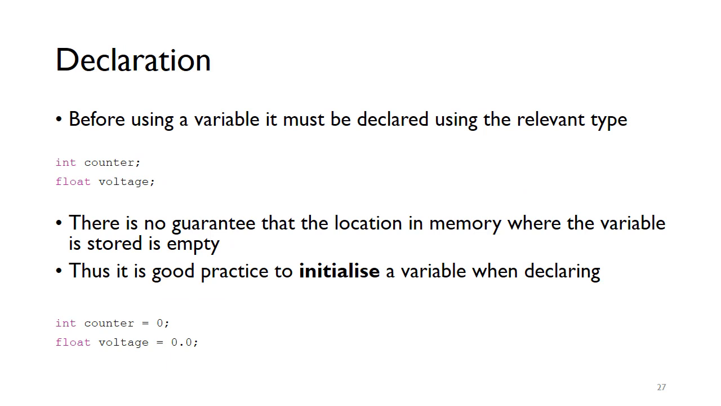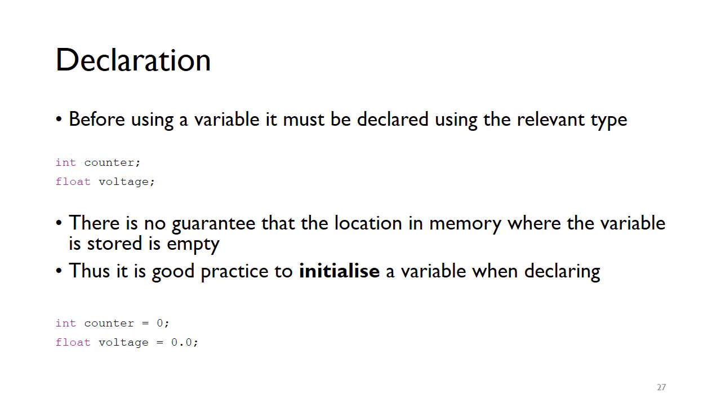So before we use a variable, we must declare it using the relevant type. This is a bit different in some other languages like Python or MATLAB. You don't have to declare the type of variable, but we do with C. So for example, if you wanted to make a variable called counter, before we can use that in the code, we'd have to declare it. Here, we declared it to be an integer, and then give it a name.